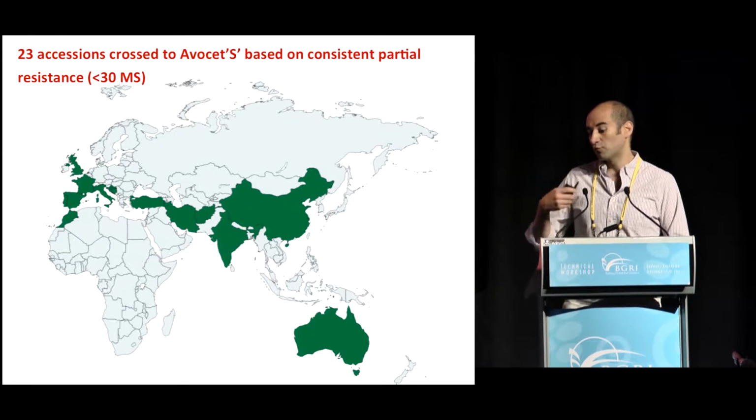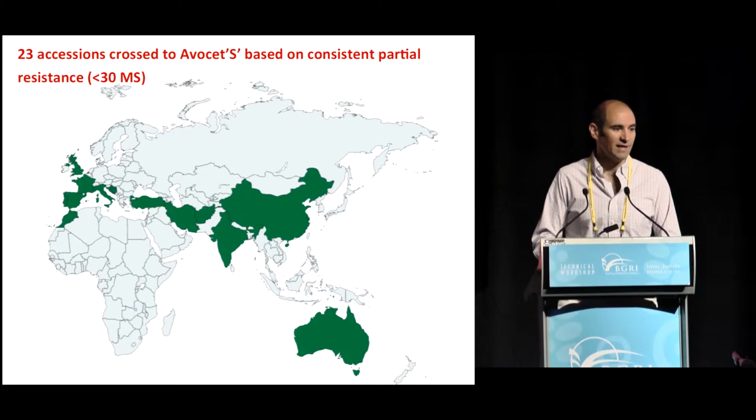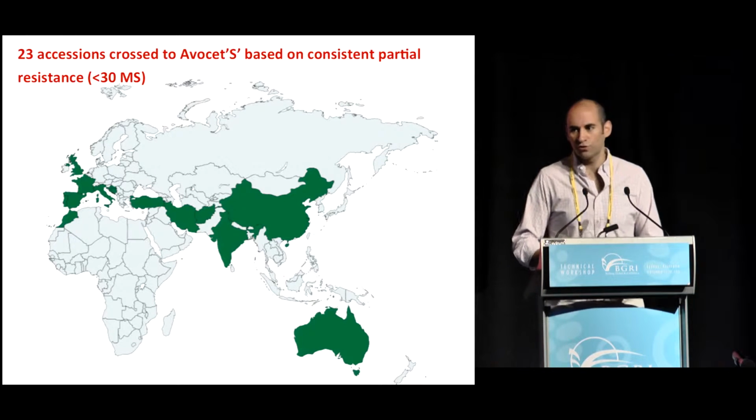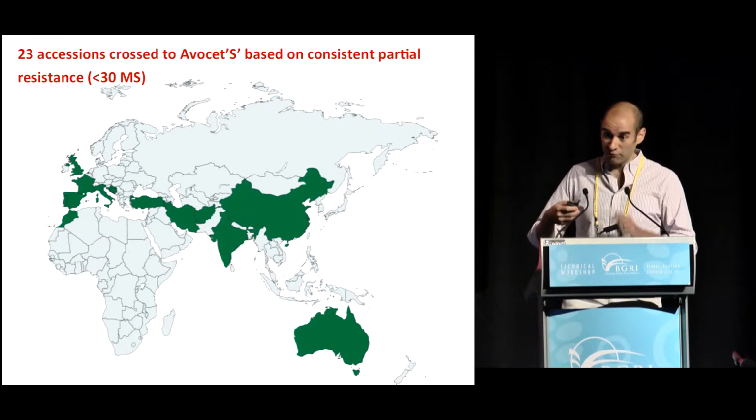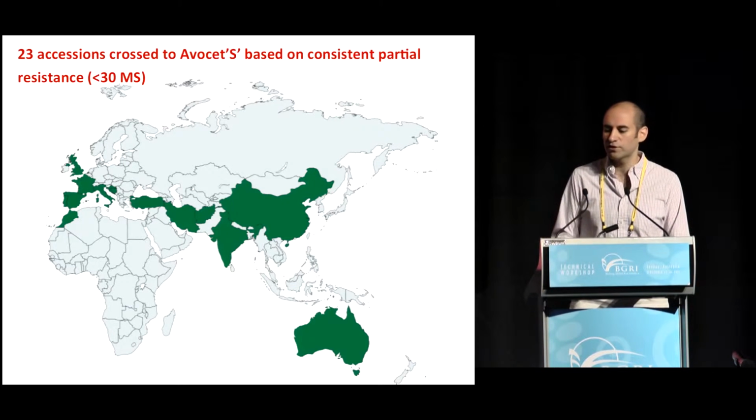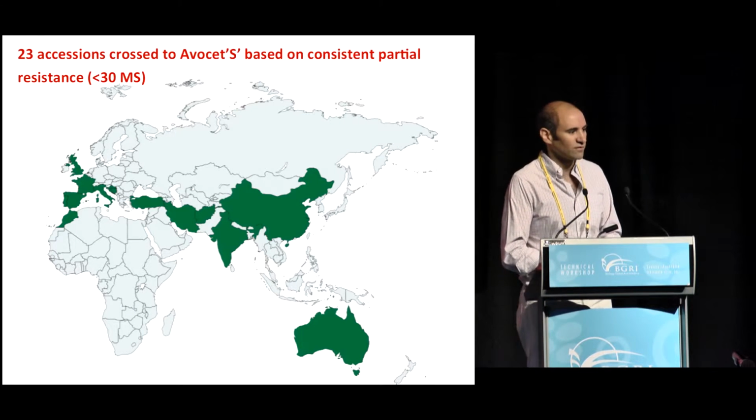So we took these accessions and crossed them against Avocet S as the common stock, based on all the work that's been done here at PBI by Colin Wellings and others. Basically we took 23 accessions that across the different locations had a partial resistance of less than 30 ms.